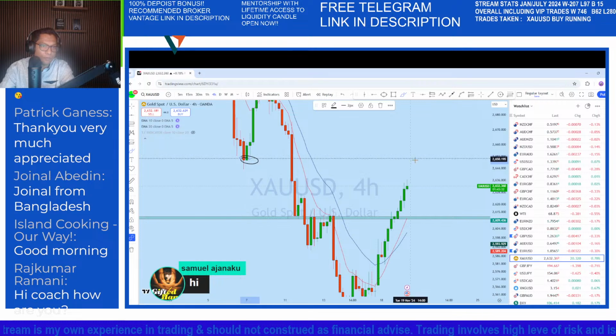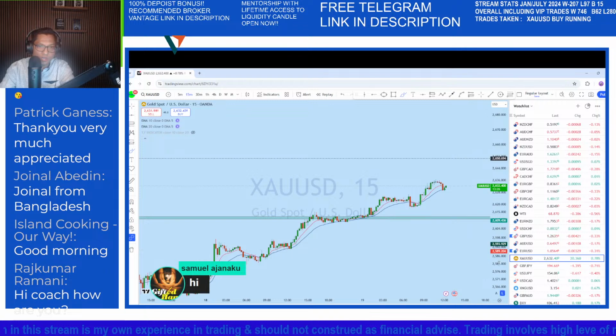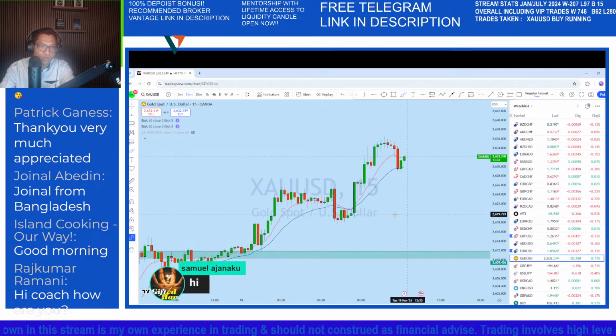This is a previous support turning resistance. Therefore, a lower time frame breakout structure can give us a potential trading opportunity on XAUUSD. We can see the market is still trending in that direction.